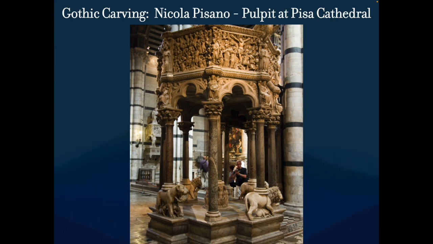All right, so we're going to be looking at two pulpits, and again, like I said before, art historians love seeing a progression in style over a short period of time. So this is a pulpit. This is done in the Pisa Cathedral. The sculptor's name was Nicola Pisano, which means of Pisa, right? So he's basically Nicola from Pisa.